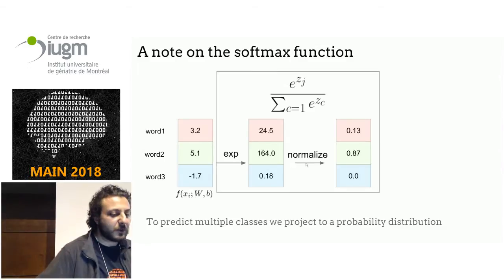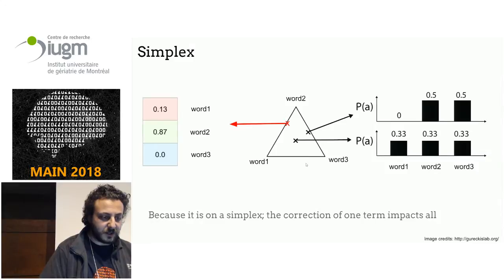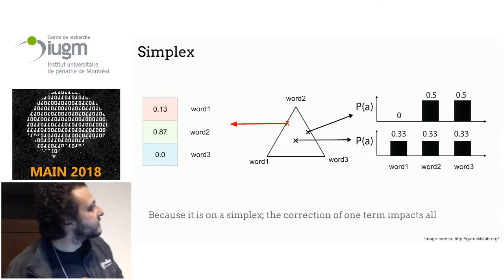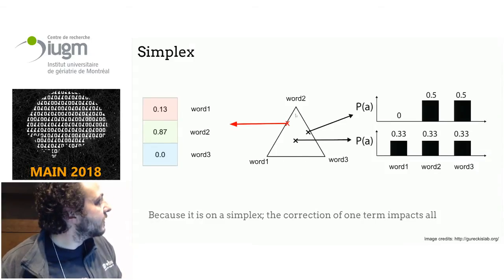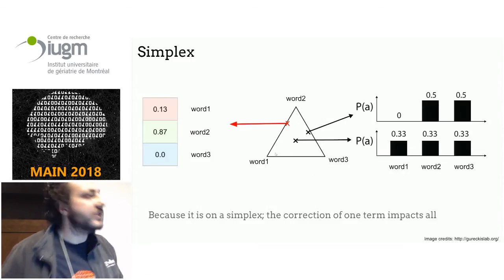So we can also think about this as projecting onto a simplex, and that's going to give us some good intuition. If you think about the simplex as this triangle, where each word that we could be predicting is a corner, right?